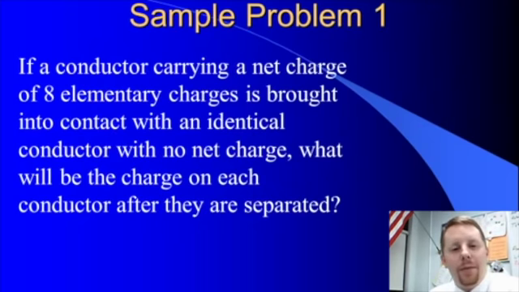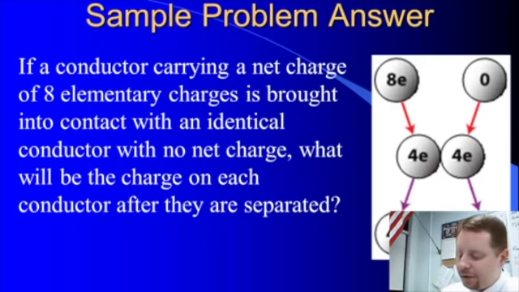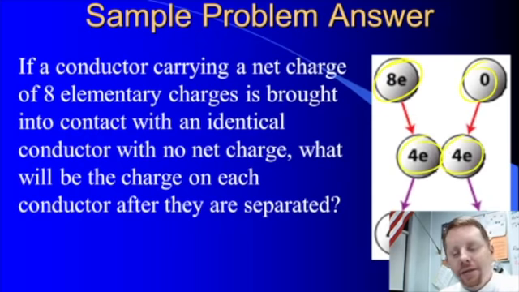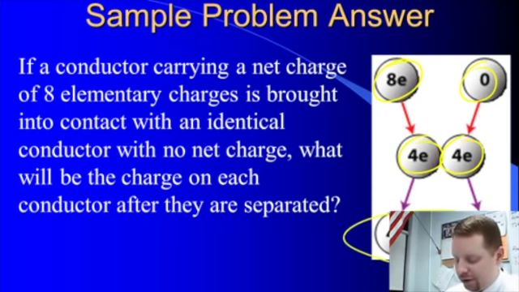Let's take a look at a sample problem. If a conductor carrying a net charge of 8 elementary charges is brought into contact with an identical conductor with no net charge, what will be the charge on each conductor after they're separated? Well, if you have 8 charges on one, 0 on the other, you bring them in contact. Remember, in metals, charges are free to flow, so they'll want to distribute across the two. They'll share. That means you will start off with 8 in one, 0 in the other. When they touch each other, they'll share. They'll each have 4 elementary charges. Then when you separate them again, they'll each have 4 elementary charges. So 4 elementary charges on each when you're all done.